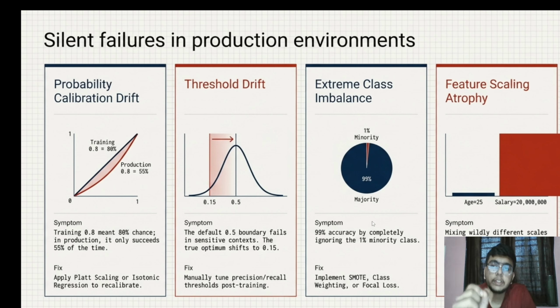Third is feature scaling: mixing widely different scales. Let's say you have the data of age and salary. Age is 20 and salary is 5 lakh. Age is 25, salary is 10 lakh. So there is a very huge difference between 20 and 5 lakh, 10 lakh. Then just see the output.